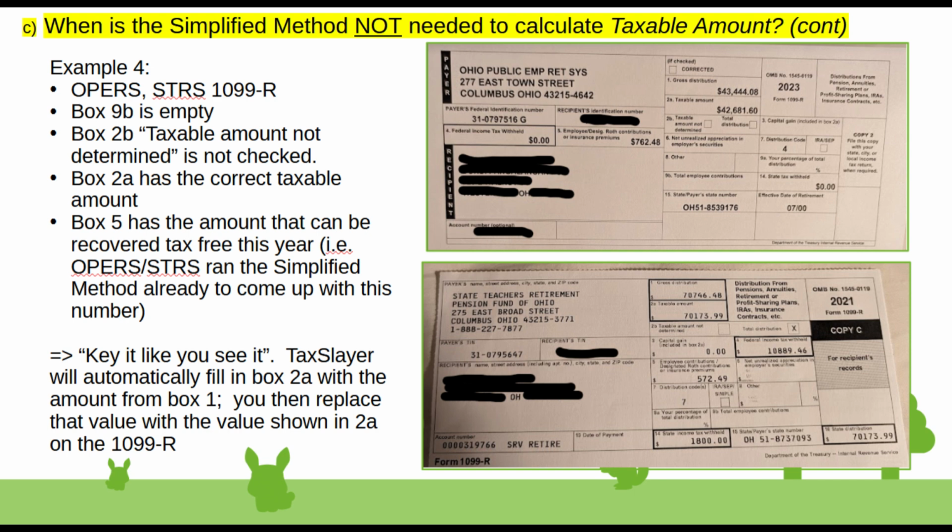You may also notice that box 1 minus box 5 equals box 2. This is typical for most 1099-Rs, and we're going to talk more about box 5 later on in this video. So essentially, OPERS and STRS have run the simplified method already and come up with the calculation of what can be recovered tax-free this year and put it into box 5. So again, we're gonna key it like you see it. TaxSlayer will automatically fill in box 2A with whatever you put in box 1, but then you'll replace that value with the value shown in box 2A on the 1099-R.